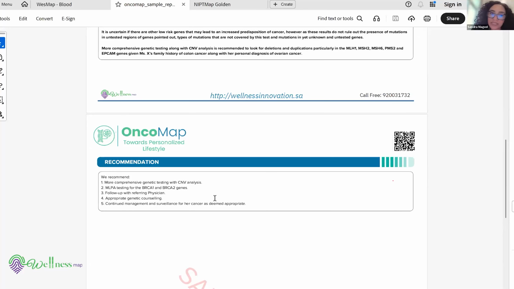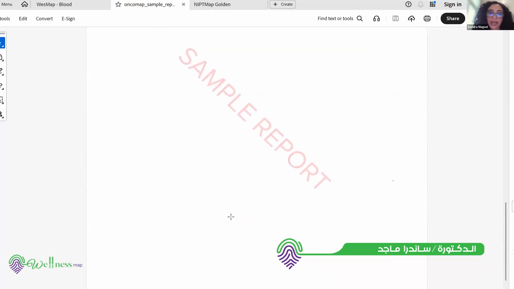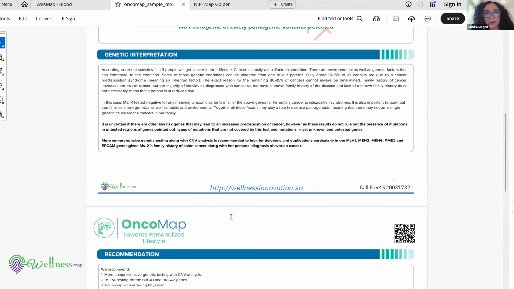Then here we have the recommendation that we should do some sort of genetic testing that looks at the CNV, because CNVs are not detected with targeted sequencing, which is the case here. It says that we should do MLPA testing for BRCA1 and BRCA2, and follow up with the physician, of course, genetic counseling for sure, and then continued management and surveillance for her cancer as deemed appropriate, which is obvious for sure. And that's it for the OncoMap.